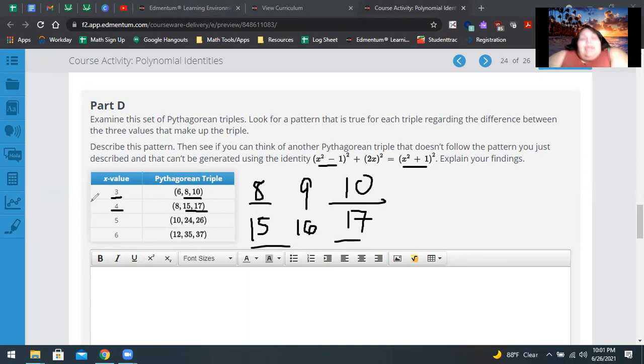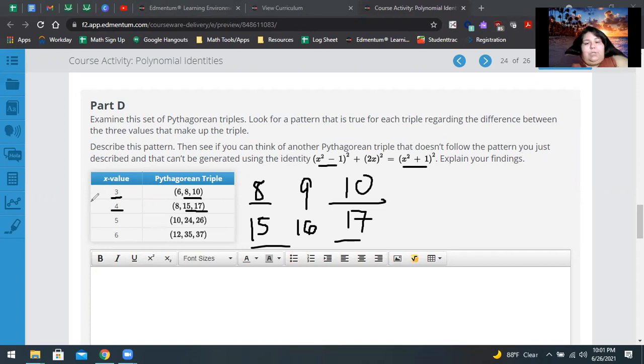I want you to go ahead and explain what I just explained down below for part D in the text there. So again, do your best to put it into your own words, describing that pattern. Or if you find another way to describe it, or you see something else differently, by all means, go ahead and put it there.